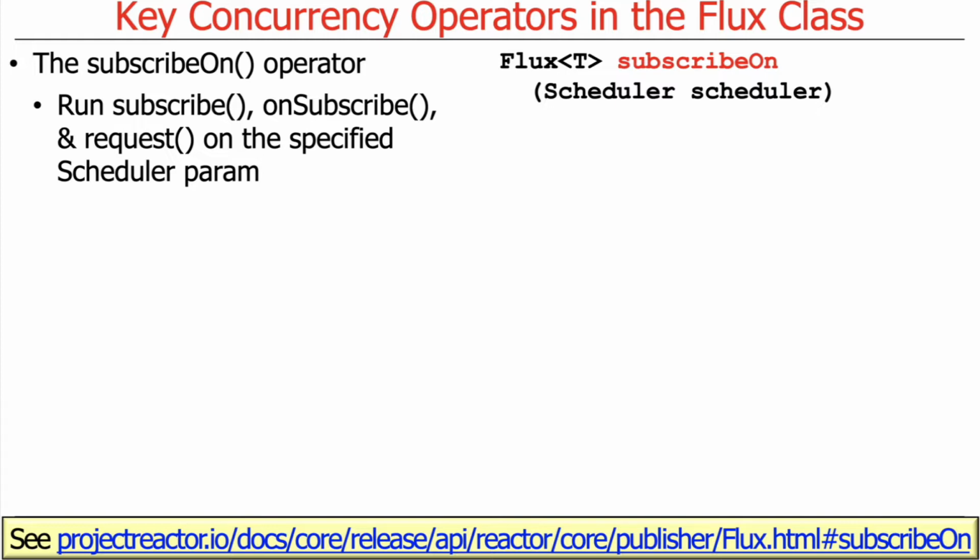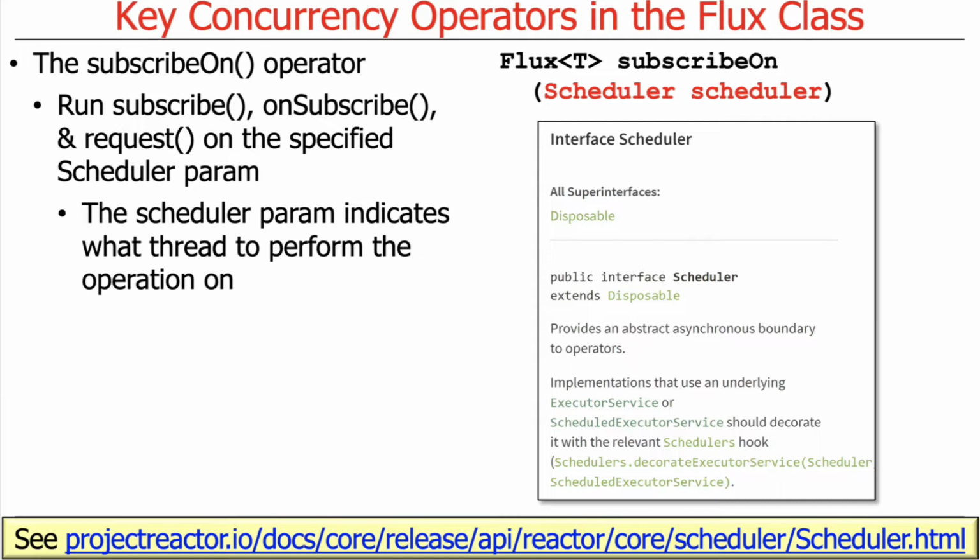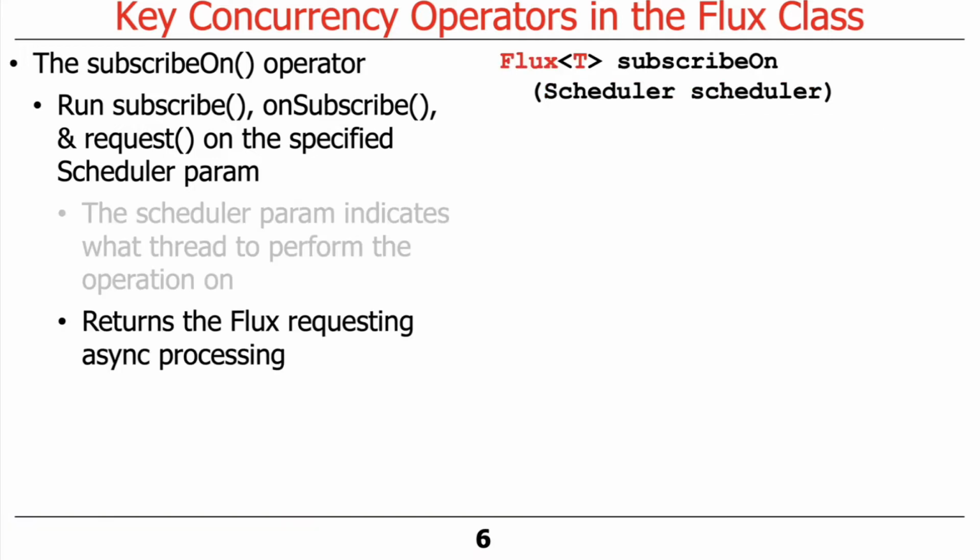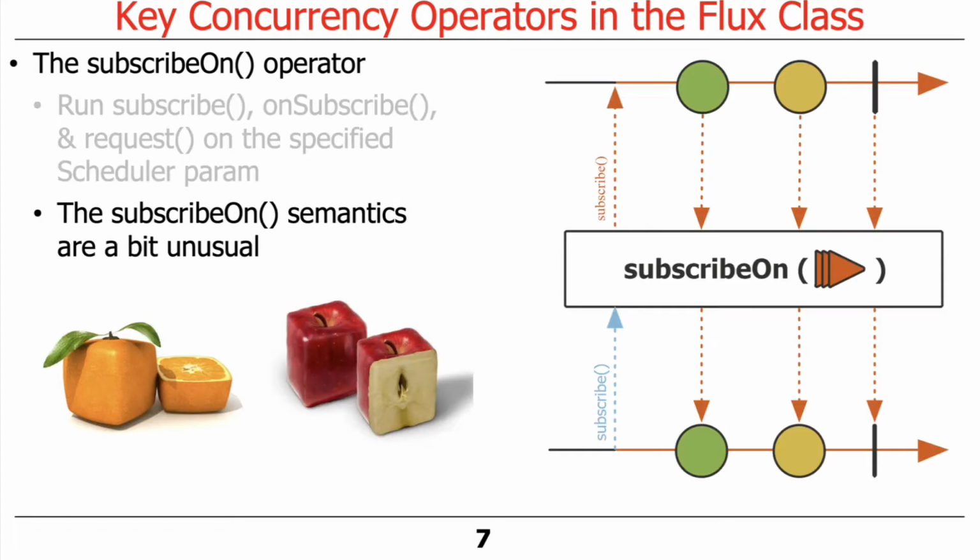So what subscribeOn says is run subscribe, unsubscribe, and request on the specified scheduler parameter. And the scheduler is passed as a parameter, of course, and that indicates what thread to run the operation upon. And it returns a Flux that will request asynchronous processing. As we talked about with Mono, the semantics of subscribeOn are a little bit weird, right? It's like a square apple or a square orange. It's not what you'd expect sometimes.